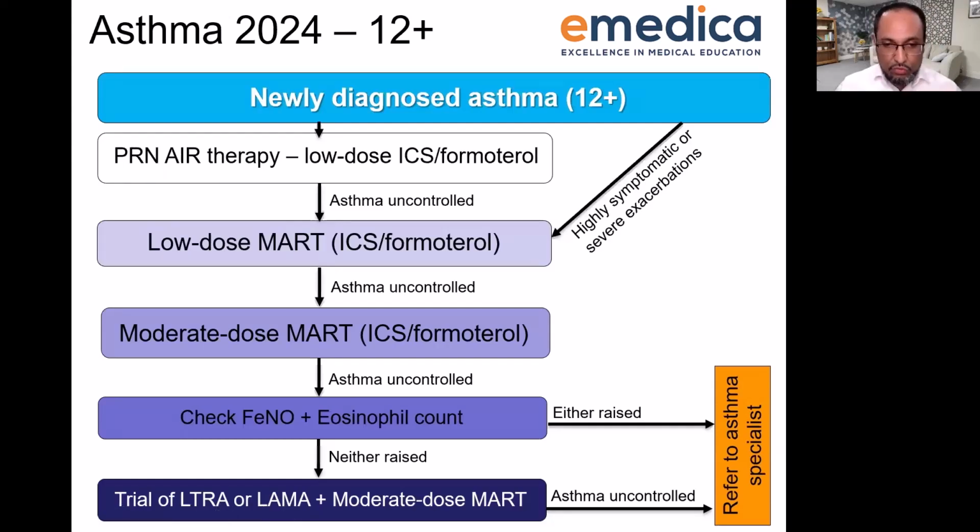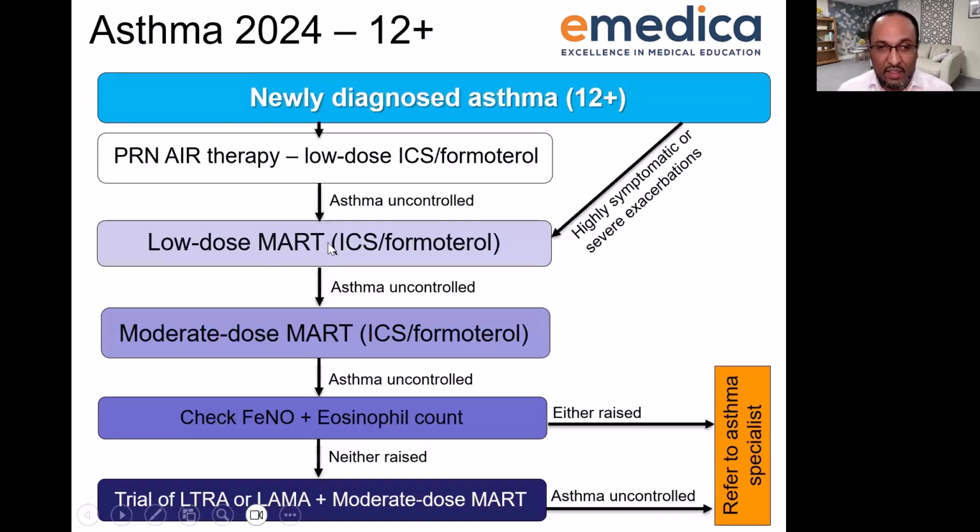And that's because of the anti-inflammatory impact, and the evidence is now overwhelming that this is so much more effective than having salbutamol, which does nothing. It gives you that short-term relief, but it isn't helping at all in terms of the long term. So PRN AIR therapy is an inhaler with a steroid and formoterol. At this stage, it's a low dose, and they just take it whenever they're short of breath, whenever they're a bit wheezy, or if they're having lots of nighttime cough. If it's then not well controlled, they'd go on to a low-dose MART.